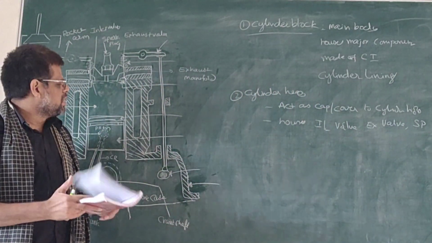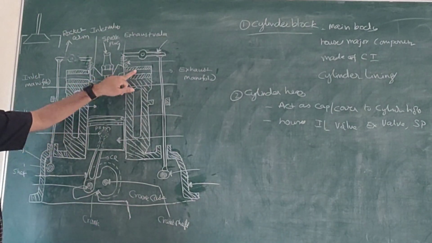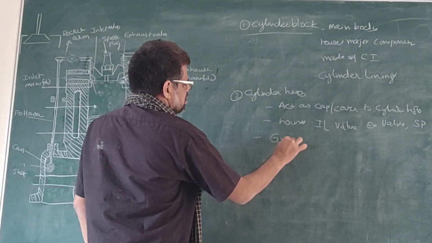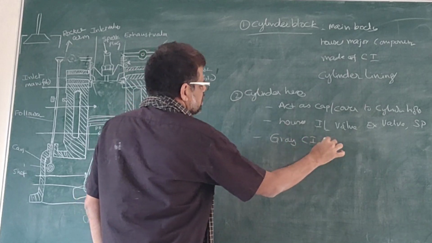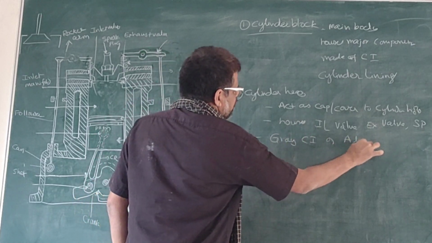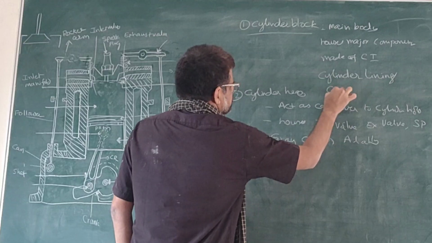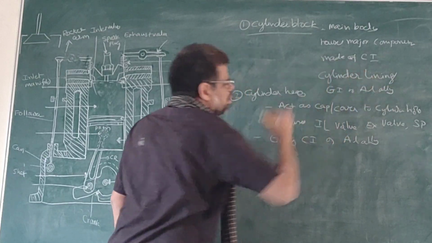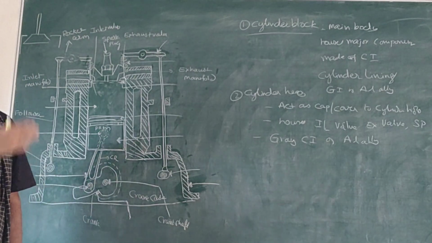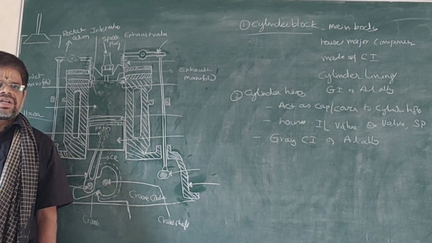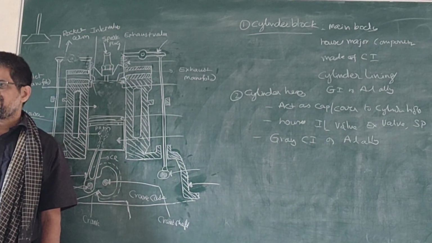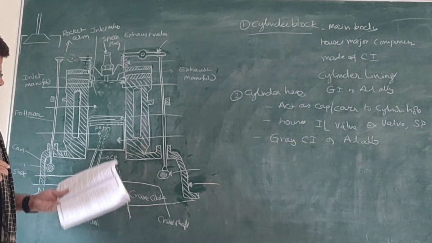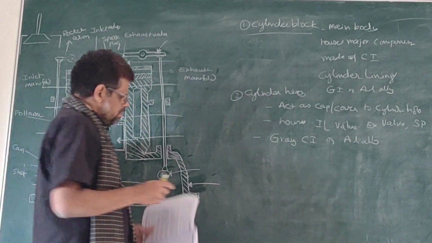Okay. Well, so this is our cylinder block and it is also made of grey cast iron or aluminum alloy. So this is also grey cast iron or aluminum alloy. You have to write all these things when you are asked to write out the construction and working of engine. Is it okay? And the next component, the third one is piston.